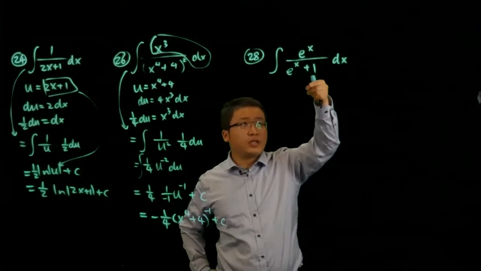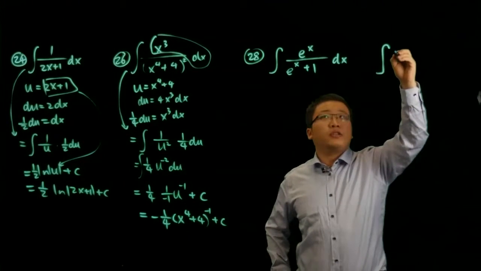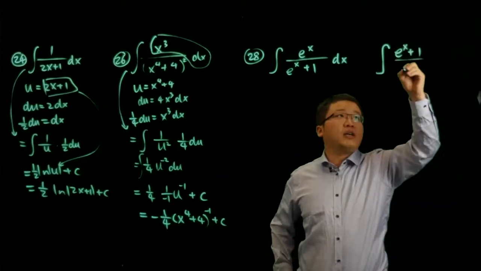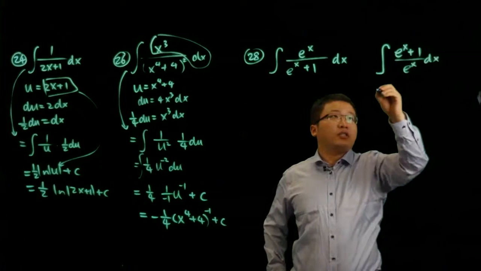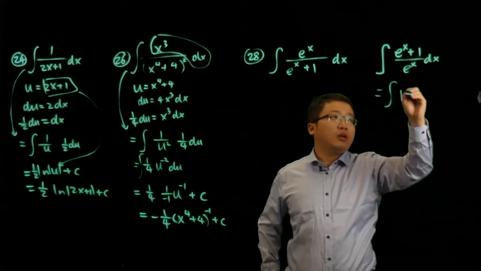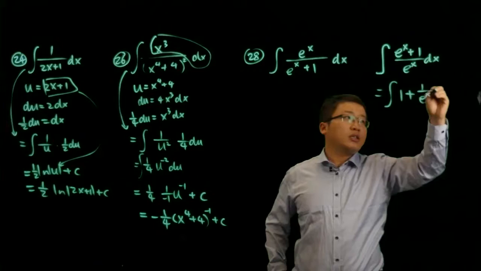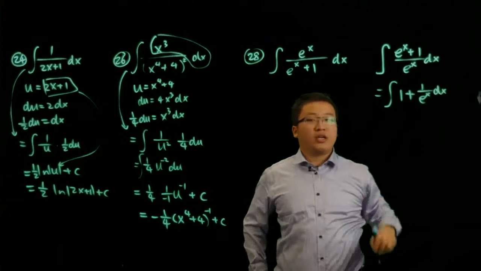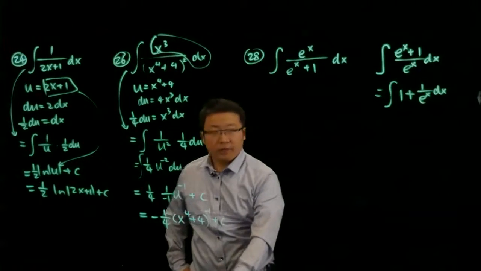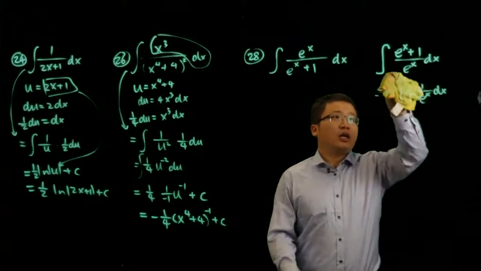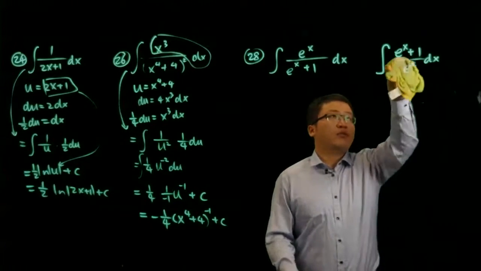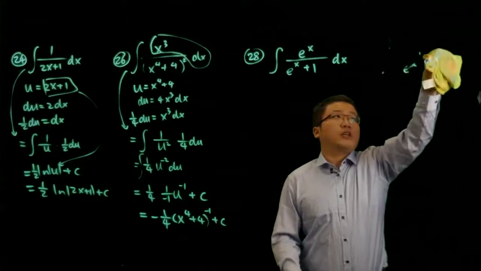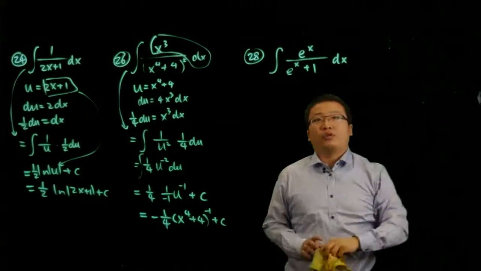If this were reversed, for example, if this is e to the x plus 1 divided by e to the x, this will be relatively easy because this will become just the integral of 1 plus 1 over e to the x, and you can integrate them separately. However, the bottom is relatively complicated. Therefore, you have to have some u substitution, hopefully making it more doable.